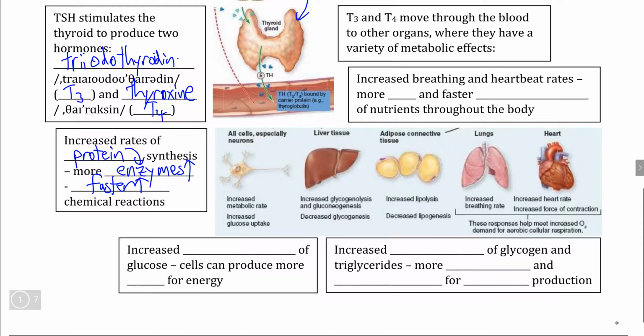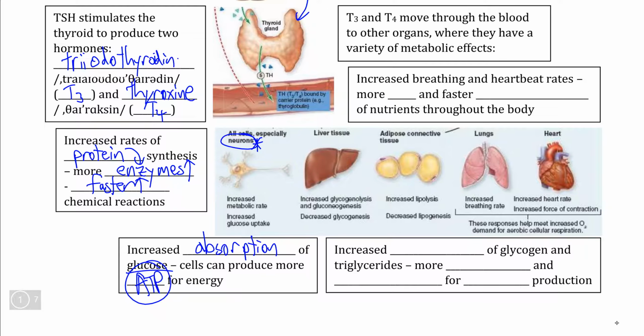In addition to increasing rates of protein synthesis, T3 and T4 will also pretty much trigger every cell in the body to absorb a greater amount of glucose into their cells, because glucose is the primary source of energy that is used to produce adenosine triphosphate, or ATP, and this is particularly important in brain cells, as glucose is the only energy source that brain cells can use.